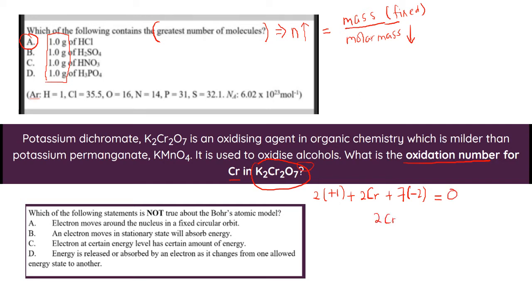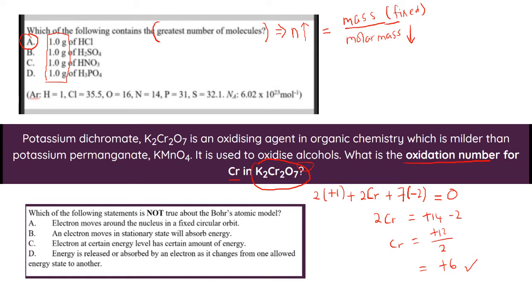So 2 chromium will equal to positive 14 minus 2, and then chromium will equal to positive 12 over 2, so equal to positive 6. So the oxidation number for the chromium will be positive 6.